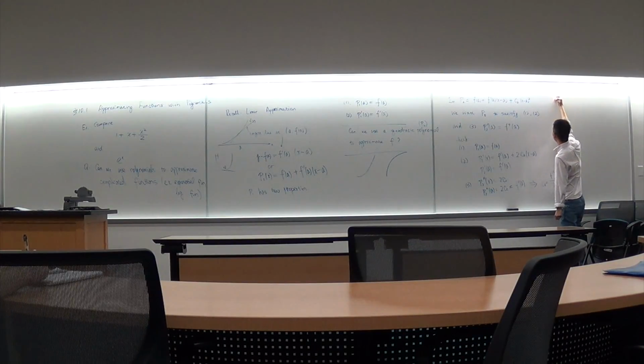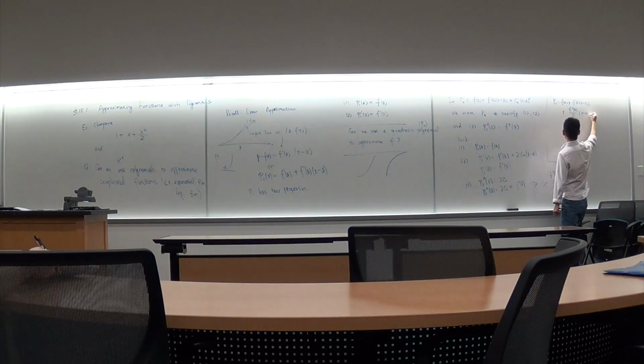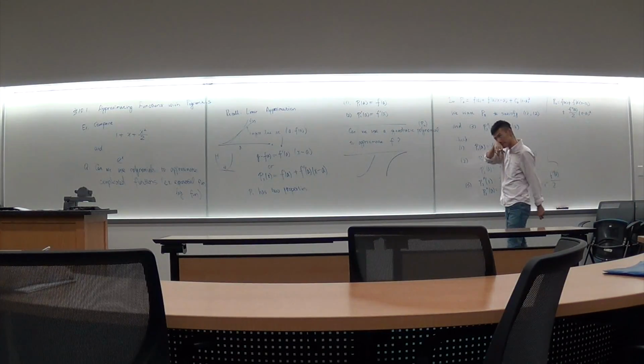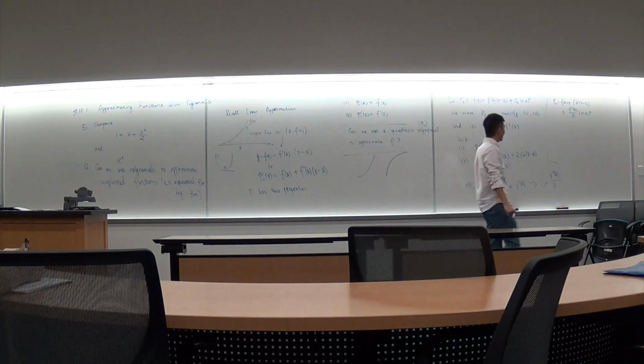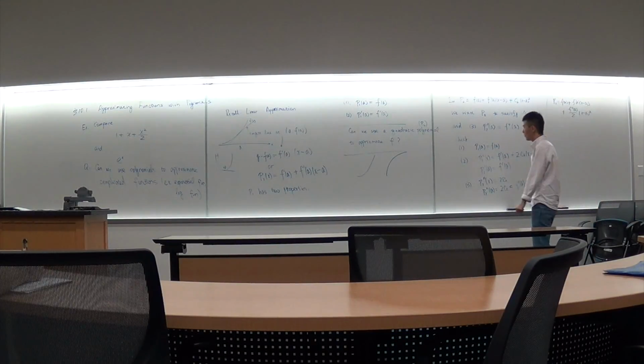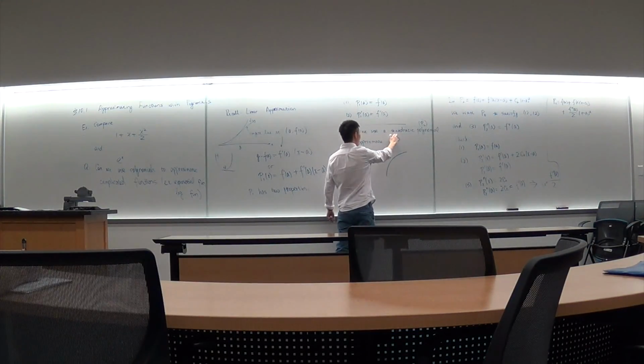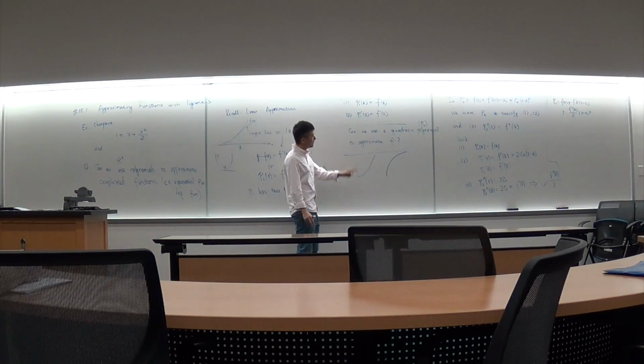So now I can write out this P2. P2 is equal to f of A plus f double prime of A over 2 times x minus A squared. So that is a general formula for this quadratic polynomial P2 approximating this original function f. That's a very general formula.